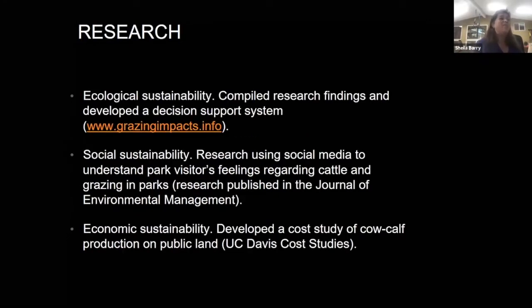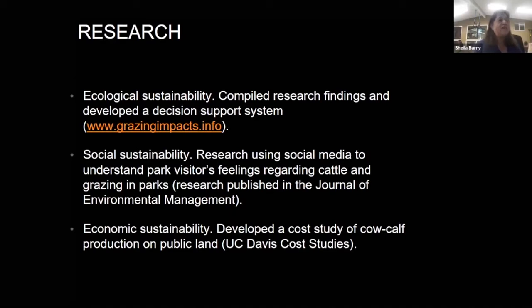And my research has really over time, I started doing a lot of ecological based research, including compiling research findings and sharing them in things like a decision support system. But I've moved more to the social ecological side of research. So it's becoming more important. I've realized that we might have the right science answers in terms of ecology, but if we don't have them provided in a way and also understand the social context of them, then they're not very applicable. So I've expanded to include both social and economic sustainability.